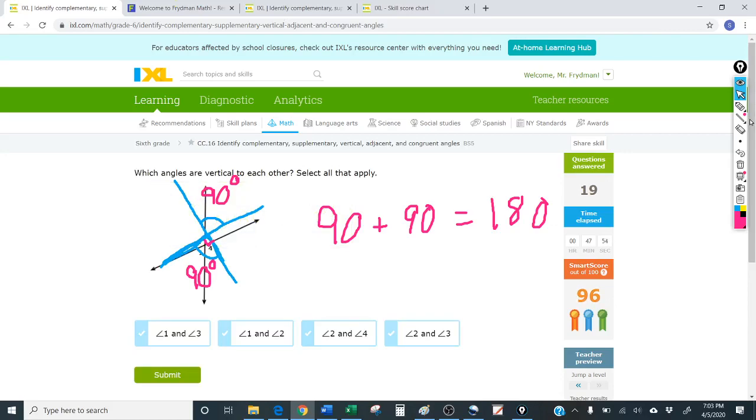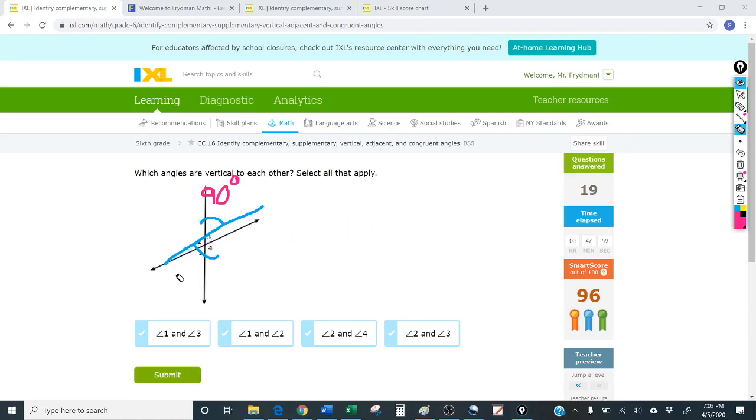Okay, we've done a zillion vertical angles, right? So I am going to leave it there.